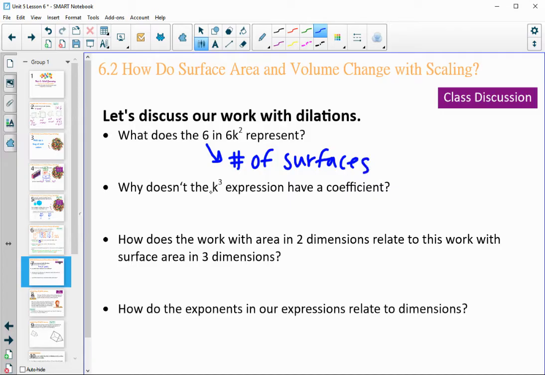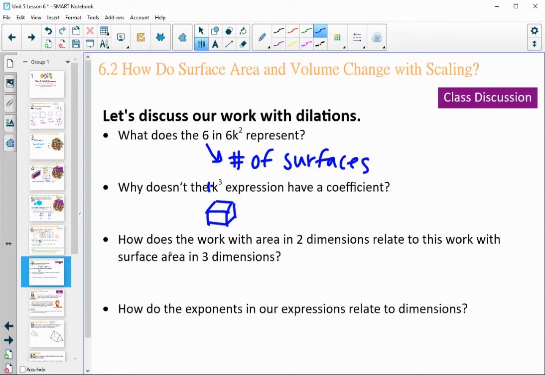And so why does the k cubed not have a coefficient? And really it does. There's just a 1 in front of it, because that first cube, it was only 1 cube. So we had 1 cube versus the first surface area. There's 6 surfaces.